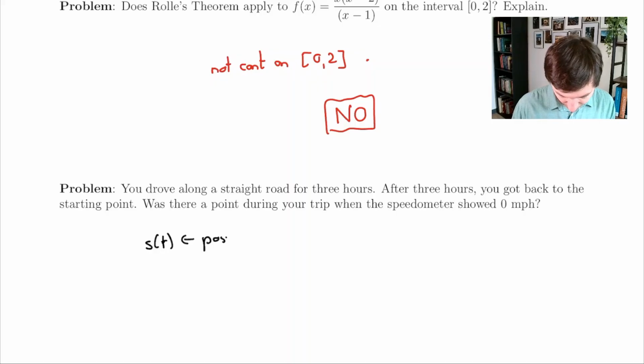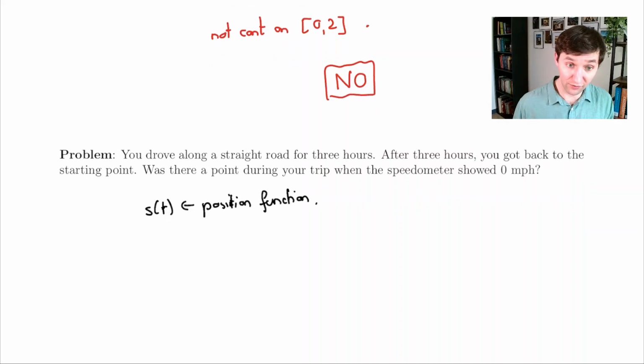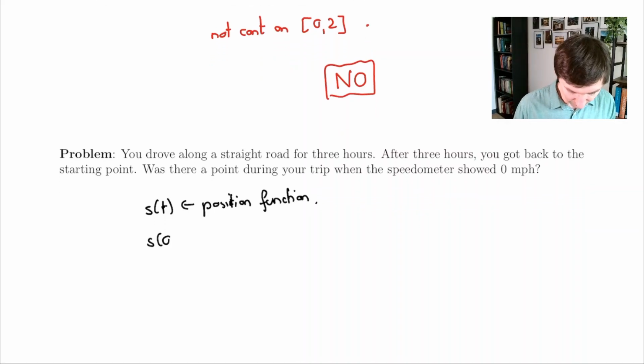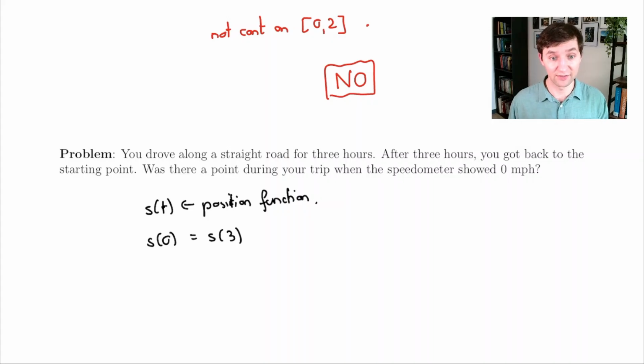that's a position function, then ask yourself, is it first true that s of 0 is the same thing as s of 3? According to this problem, it is true. You started your trip and ended your trip at the same place. So your position at time 0 is the same thing as your position after 3 hours. So the function starts and ends in the same spot.